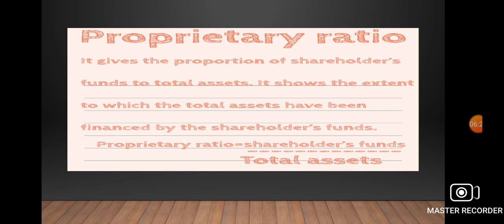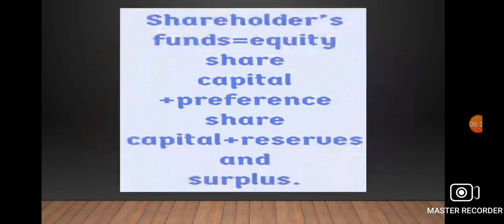What is the proprietary ratio formula? Proprietary ratio equals shareholders funds divided by total assets. Shareholders funds means equity share capital plus preference share capital plus reserves and surplus.